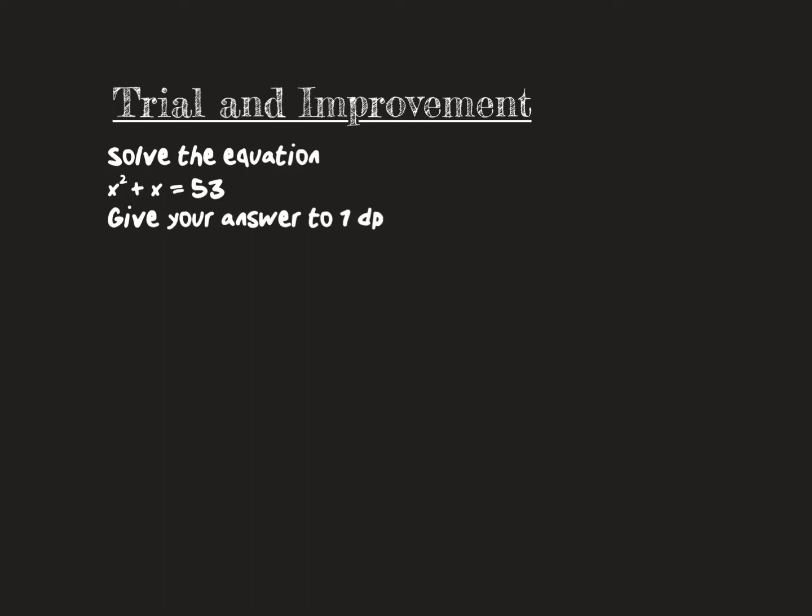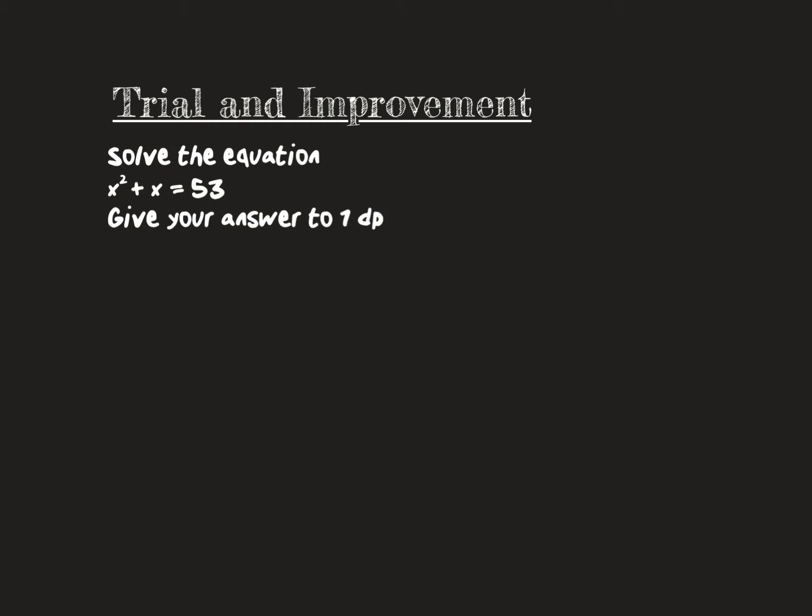Right, we're going to take a look at trial improvement as a method of solving an equation. So we've got here the equation x squared plus x equals 53, and we're told to solve this equation and give our answer correct to one decimal place. For a question like this, you're going to need a calculator, so you'll be using a calculator to work out your answers.